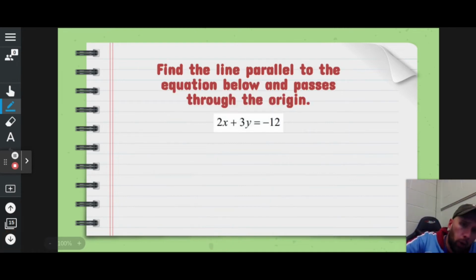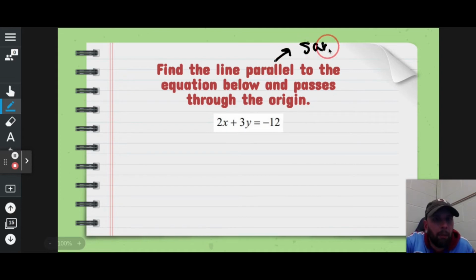Find the line parallel to the equation below and also passes through the origin. Okay, I can handle this. I need something parallel to that line right there. Parallel lines have the same slope. So what I need to do is I need to take this guy and find the slope of that guy.